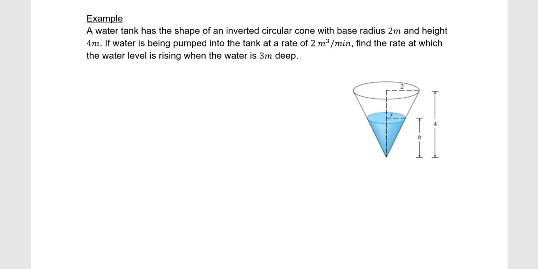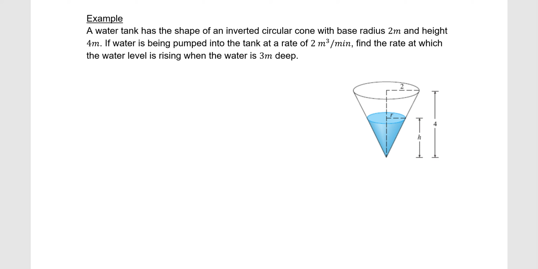We have a water tank that has the shape of an inverted circular cone with base radius 2 meters and height 4 meters. If water is being pumped into the tank at a rate of 2 cubic meters per minute, find the rate at which the water level is rising when the water is 3 meters deep.